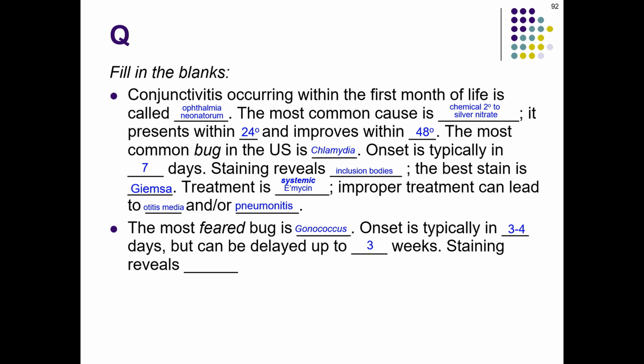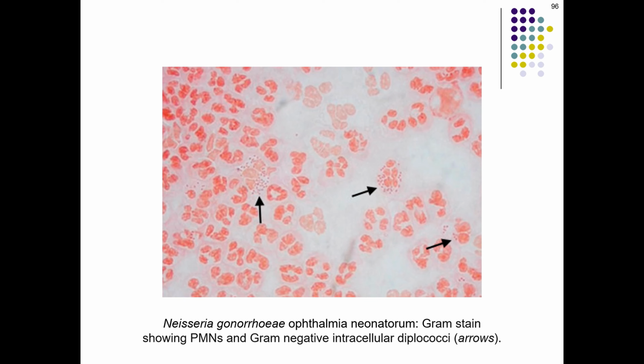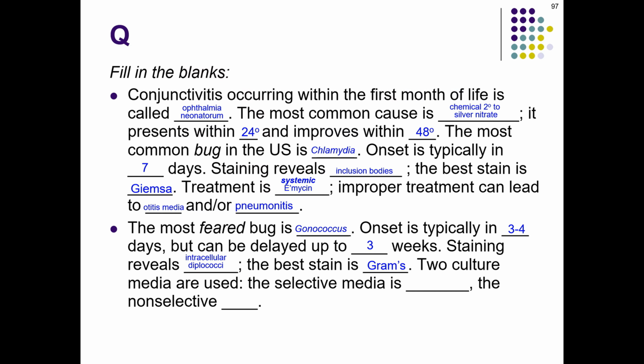Staining usually reveals intracellular diplococci, and you should memorize this by heart. These are typical MCQ questions. And the best stain is Gram stain. This is an example of a Gram stain where you see these intracellular diplococci resembling the Neisseria gonorrhoeae of ophthalmia neonatorum. So we say that if you stain, you will see intracellular diplococci. The best stain is Gram stain.